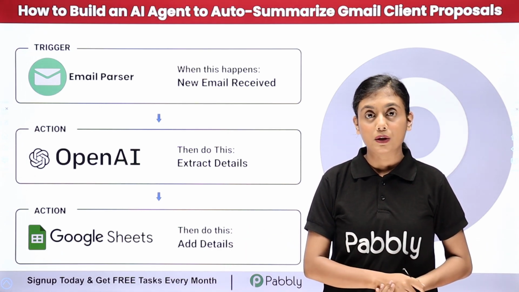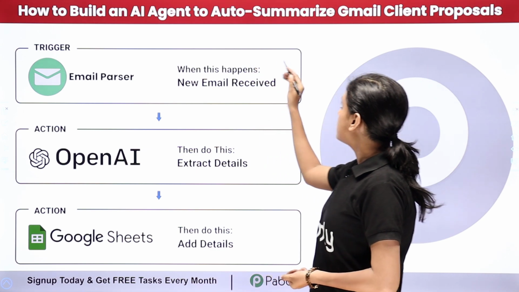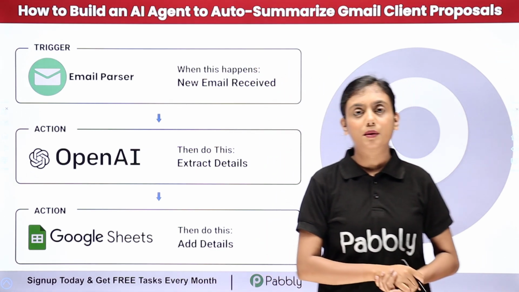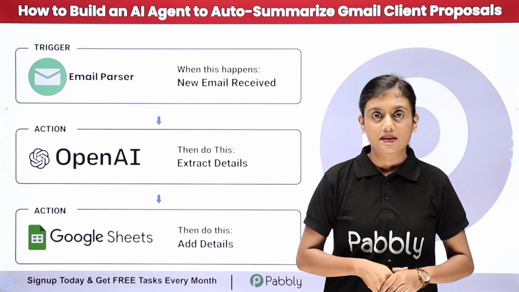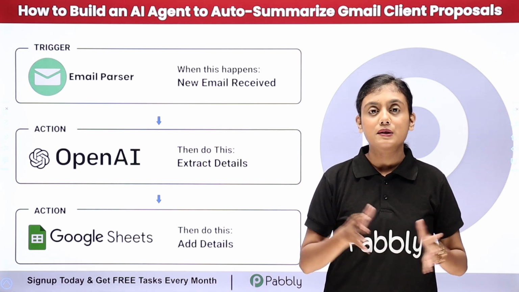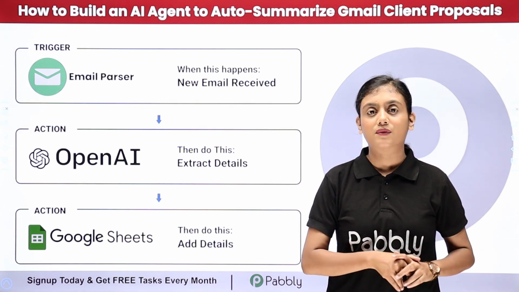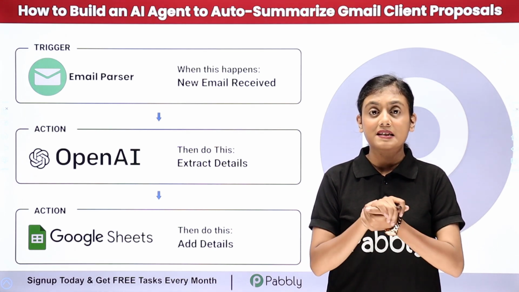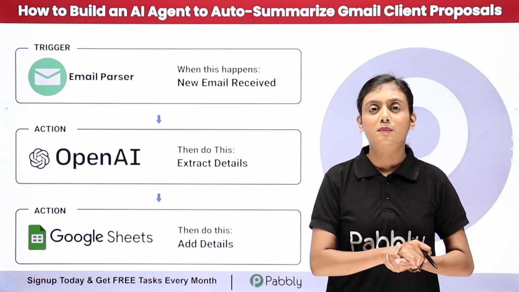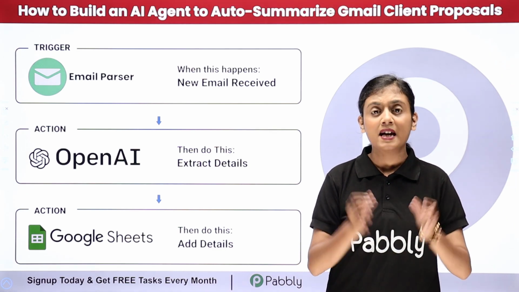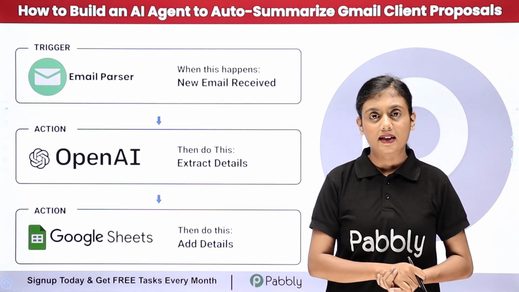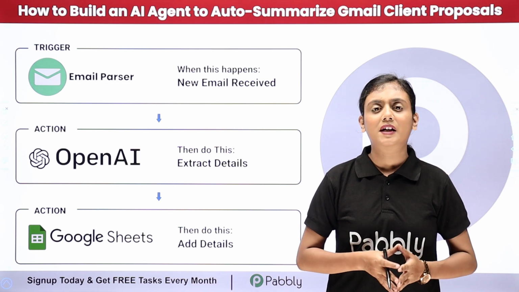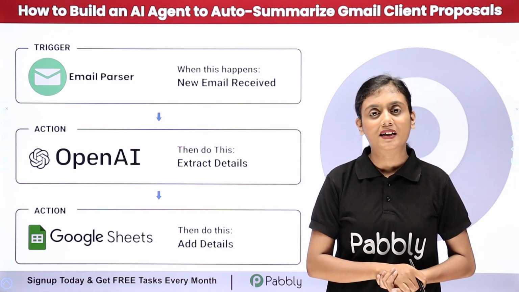In this video, we are going to learn how to build an AI agent to auto-summarize Gmail client proposals. So I am a freelancer and I receive client proposals on my Gmail account to design websites for businesses. Now going through the lengthy document for checking all the required details for the business for designing their website is very time consuming and hectic. So to solve this problem, I have created an AI agent using Pabbly Connect.